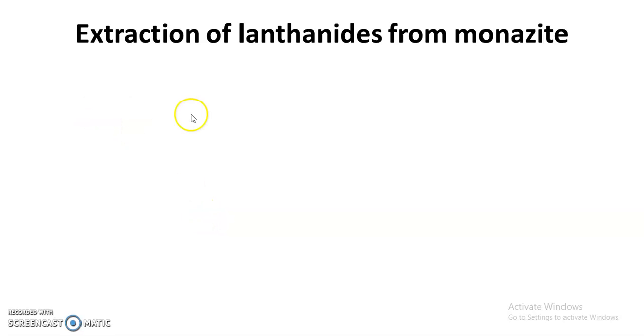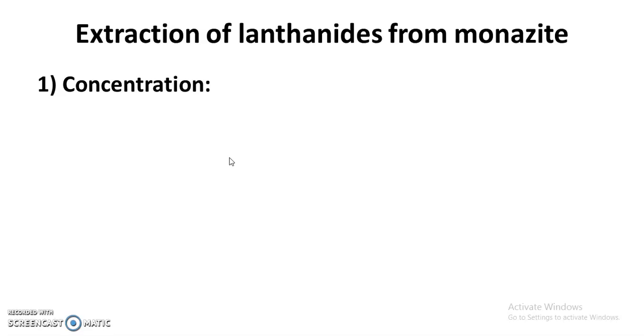Now the next point is extraction of lanthanides from monazite. As I already told you, monazite is especially processed for isolation or extraction of thorium, but at the time of extraction of thorium, lanthanides are also obtained or extracted as byproducts. So there are two steps in the extraction of lanthanides from monazite. First is concentration of the ore and the other is chemical processing or cracking of the mineral.